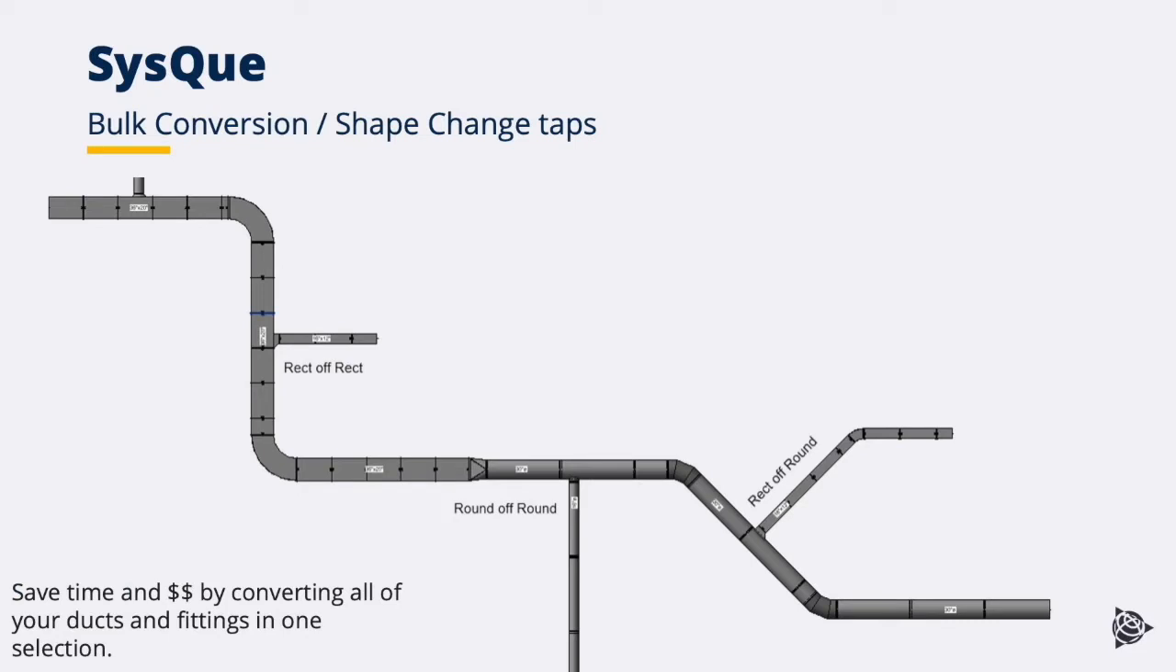Another time saver is bulk conversion. So again, we mentioned that you can grab an engineer's model, and you can convert this to real-world components. What that means is you may end up with multiple scenarios, specifically around shape change taps. So what you see here is round off a rectangular trunk, rectangular off a rectangular trunk, and so on. Previously, you would have to select your trunk run and maybe one of your branches to convert, as it could only manage one shape change tap at a time. We've recently implemented a method where you can do bulk conversion, which essentially means you can select all your duct and duct fittings regardless of shape change on the taps, convert one time, and populate your model with the real-world components.